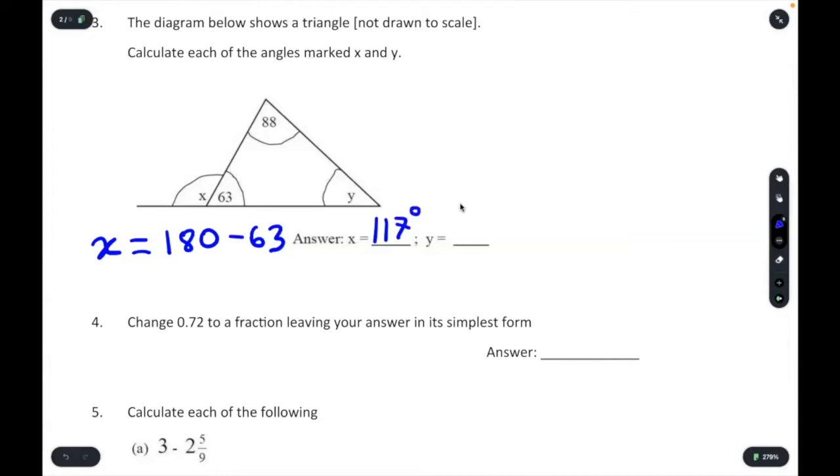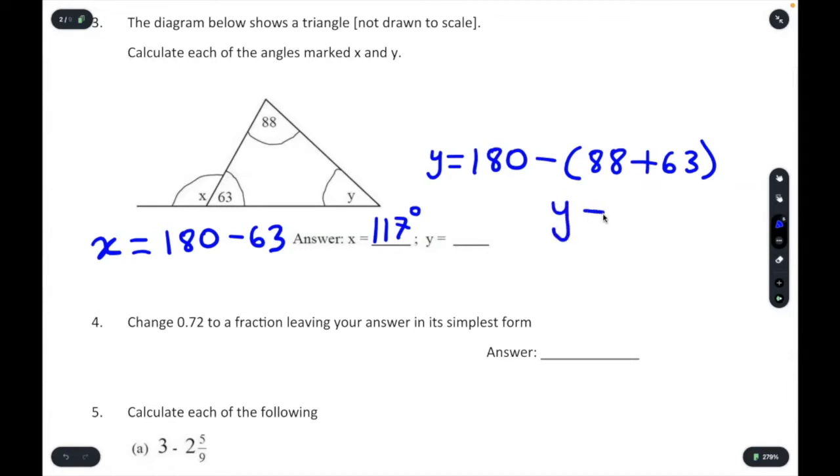Moving on to Y, we are looking at the fact that 88 add 63 add Y equals 180 degrees again, which means if we do 180 take away the total of 88 and 63, then we should get Y. Now 88 add 63 is 151, so that means Y equals 180 take away 151. That gives us a value for Y of 29, and degrees on the end as well.